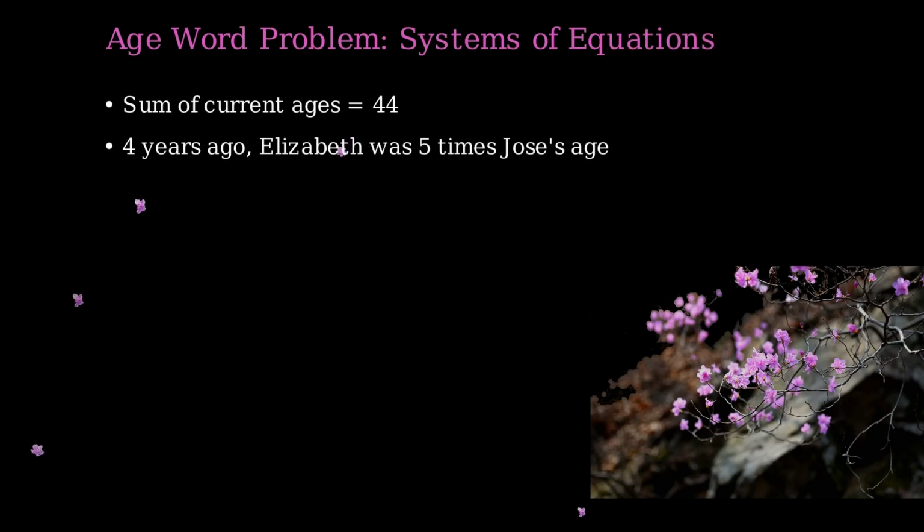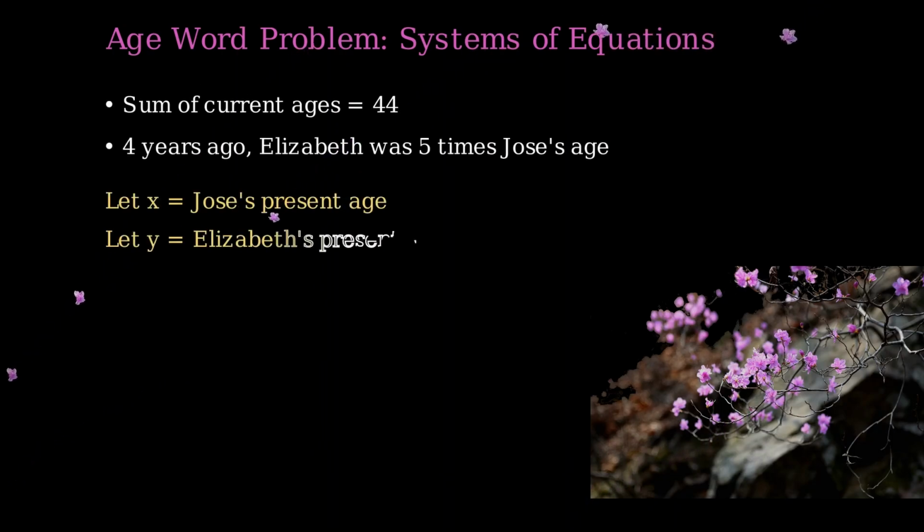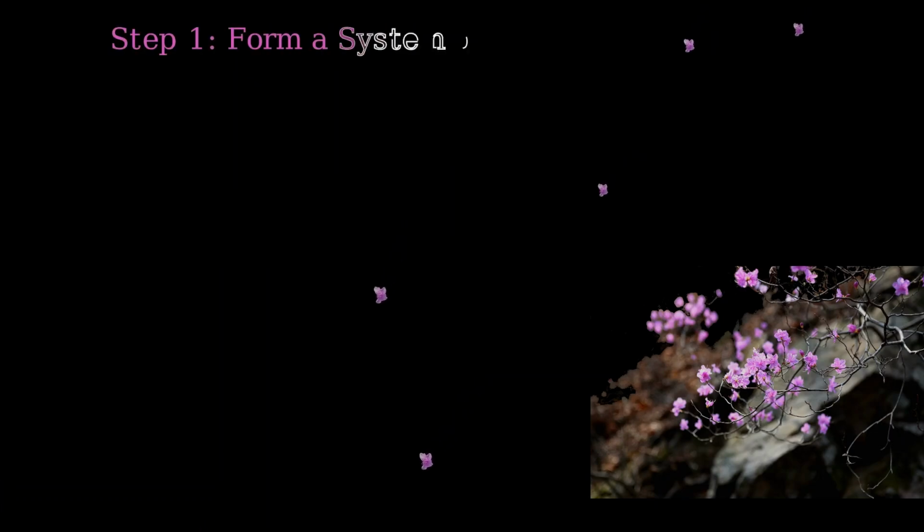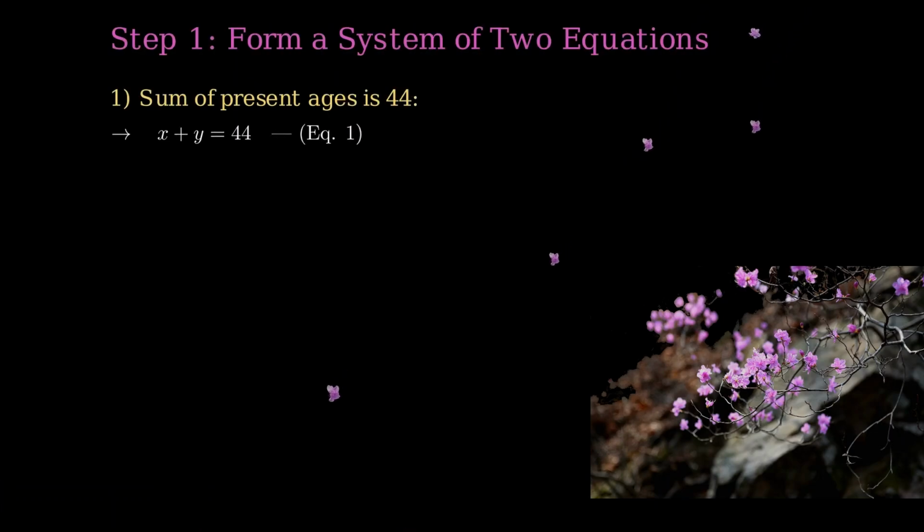Let's solve an age word problem using systems of equations. The sum of Jose's and Elizabeth's current ages is 44 years. Four years ago, Elizabeth was 5 times as old as Jose. Let's define x as Jose's current age and y as Elizabeth's current age.